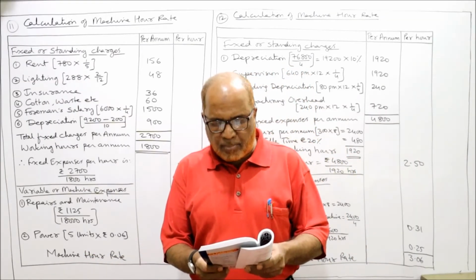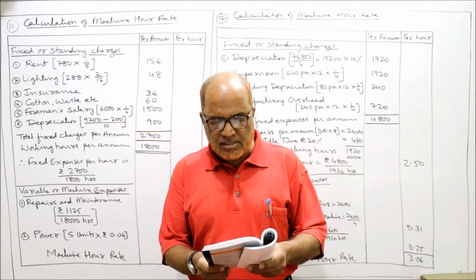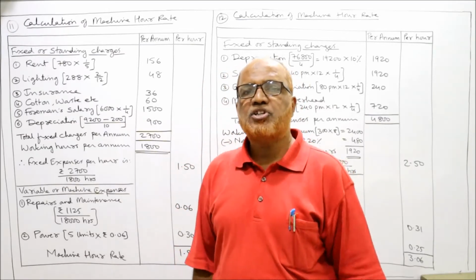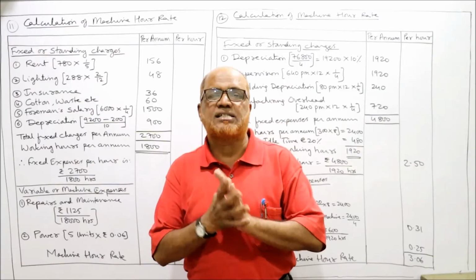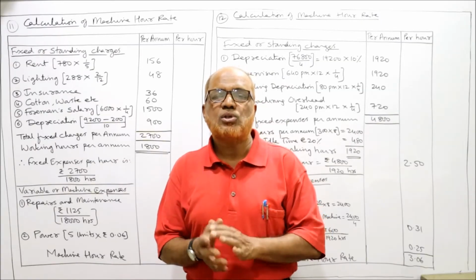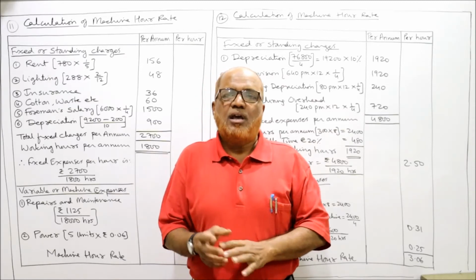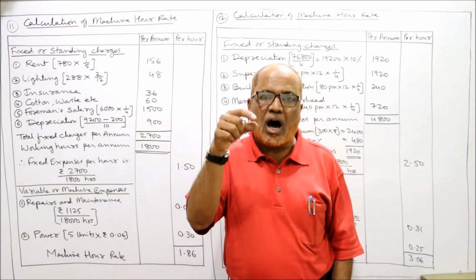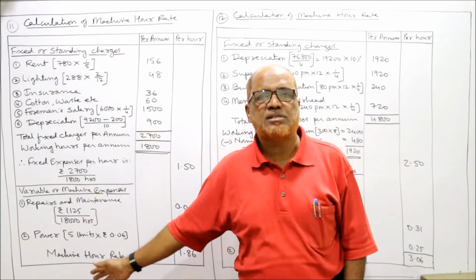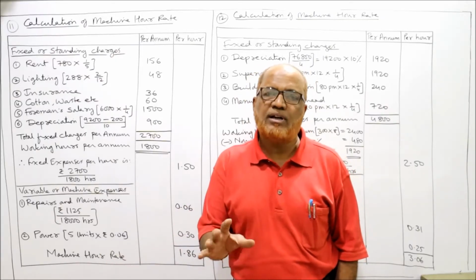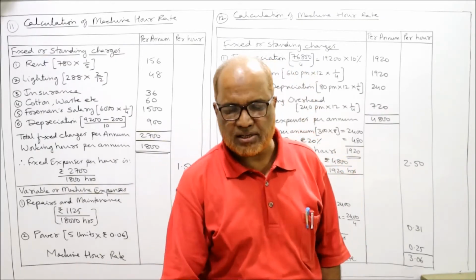And the life of the machine would be 10 years. The life of the machine is given in 10 years, not in hours. So we take depreciation under fixed or standing charges. If the life of the machine is given in hours, then we would have taken depreciation under variable. Now we take depreciation under fixed charges.